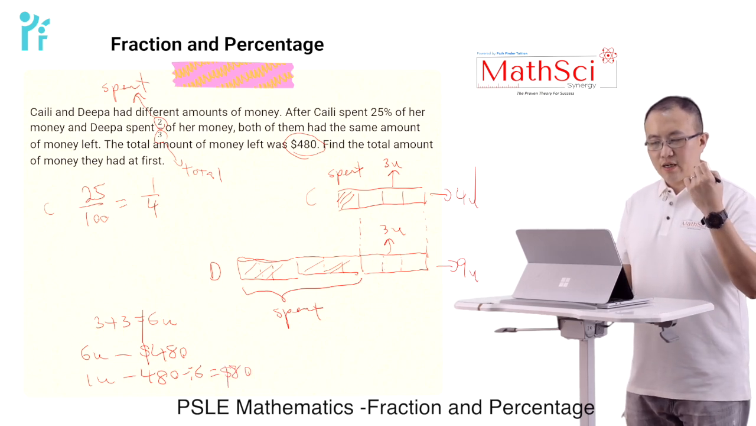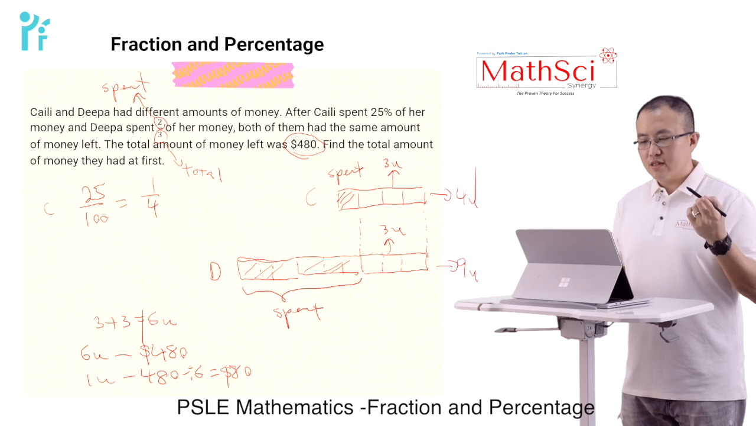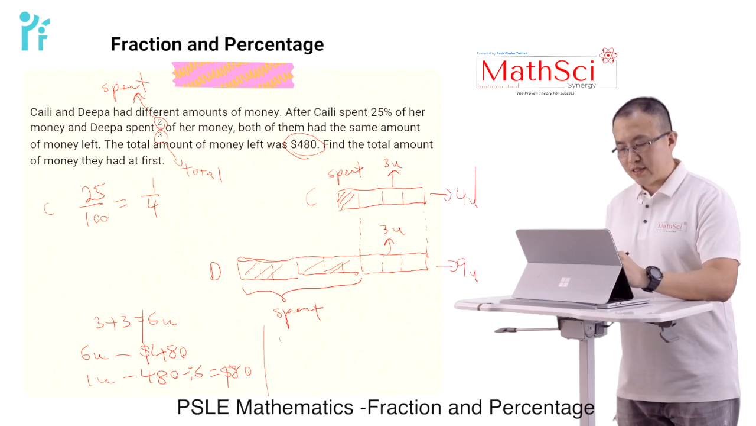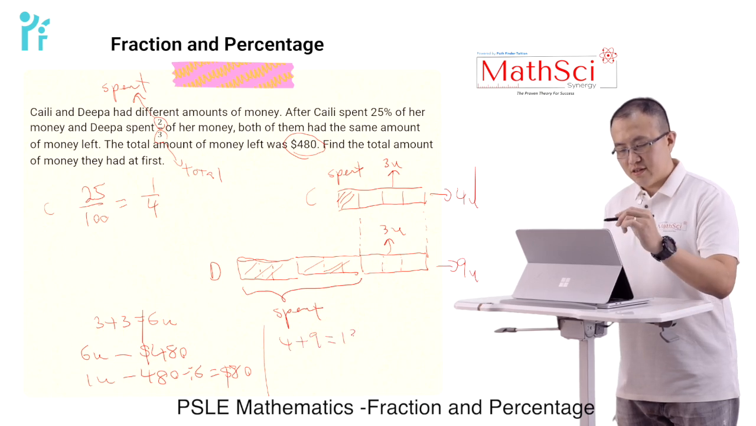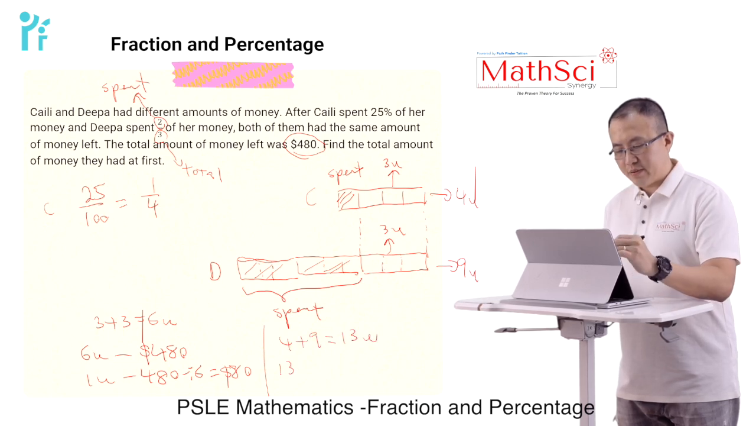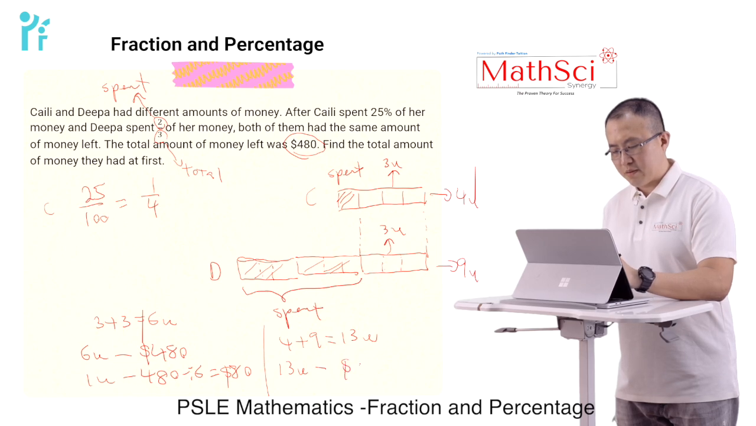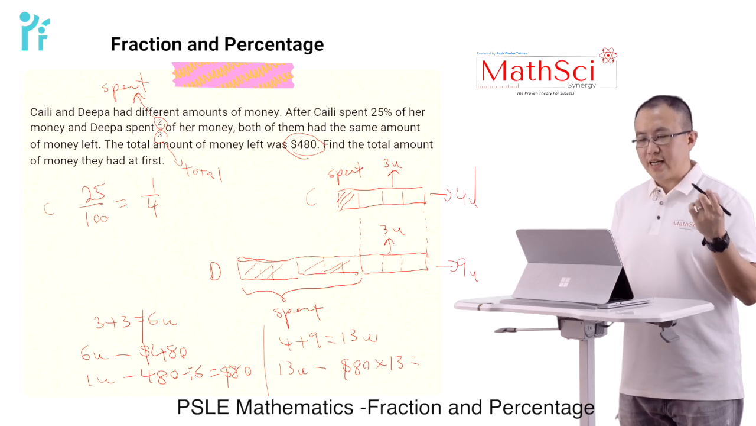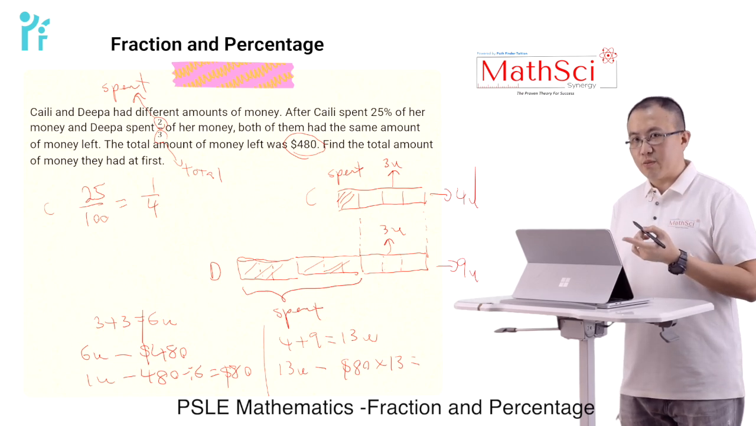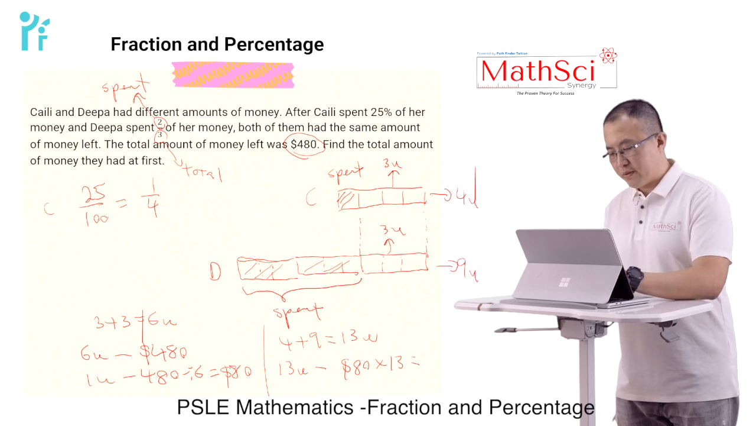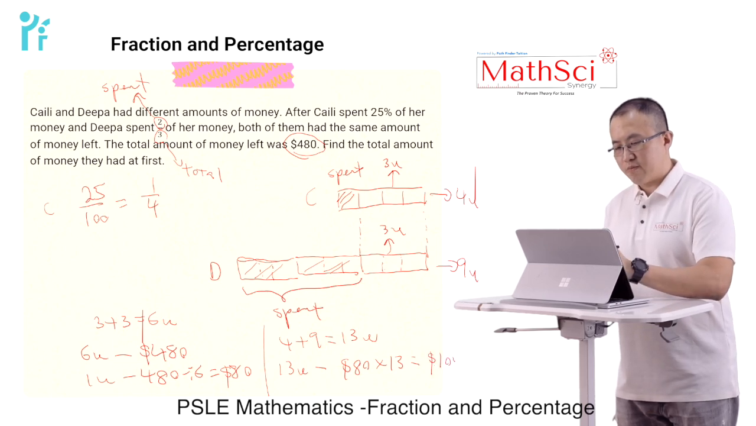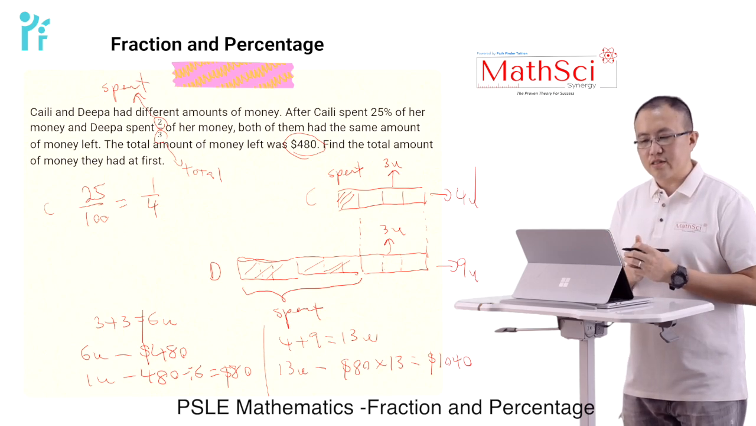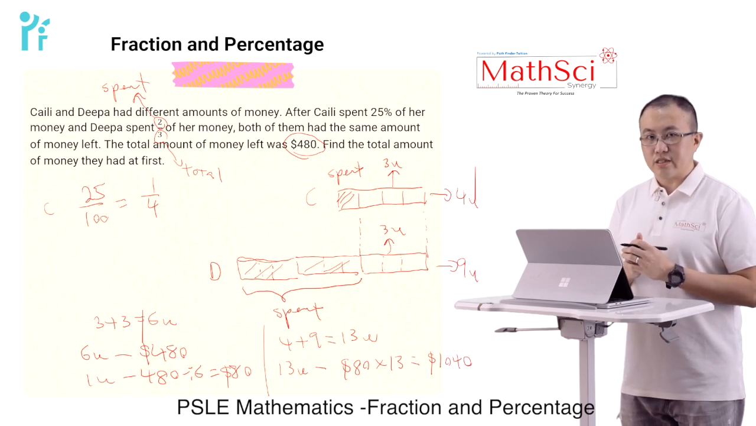And now we are talking about how much they had at first. So last but not least, let's add up the total units. We take 4 plus 9, which equals 13 units. So 13 units would be $80 multiplied by 13. If I do a mental sum, 80 times 10 first, you will get 800. 80 times 3 will be 240. So 800 plus 240 will be 1040.